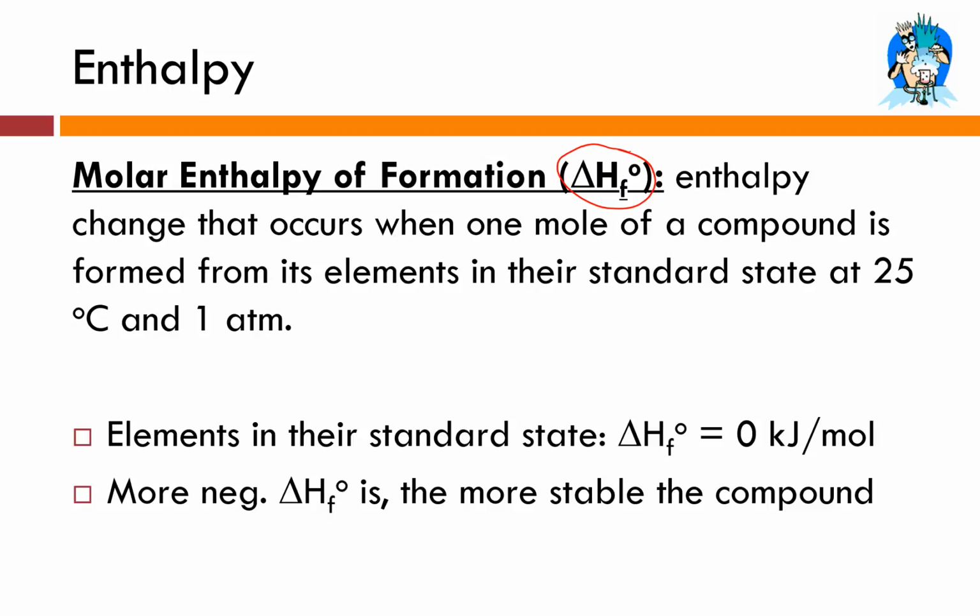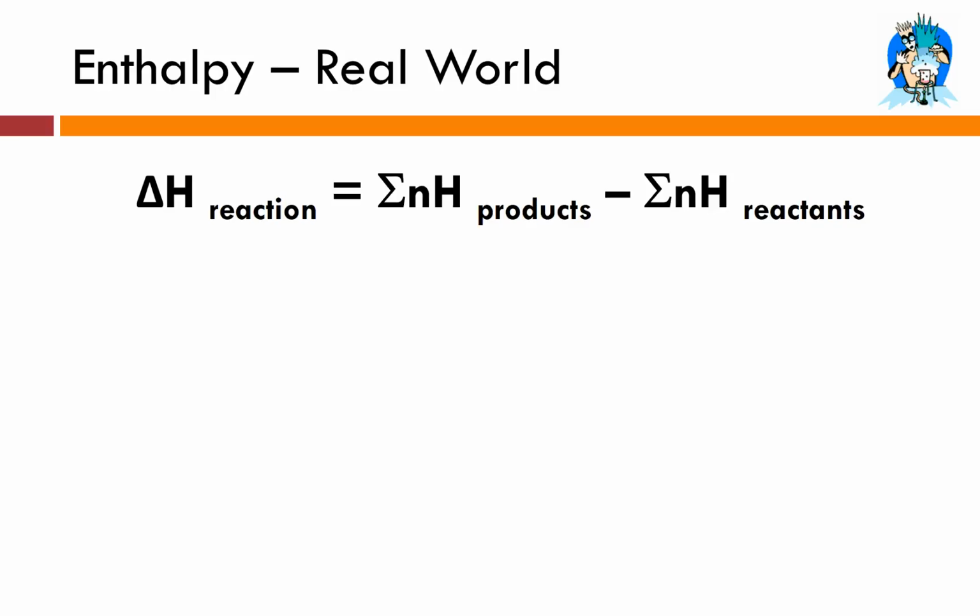The more negative the delta H of formation, the heat of formation is, the more stable the compound is. By their very nature, compounds and elements want to be in the lowest possible energy state. So the more negative delta H sub F is, the more energy that was released to produce it. So you can think of it as the lower in energy that compound is. Stay with me. I know this can be confusing. When we go to calculate enthalpy in the real world, we cannot use Table I.